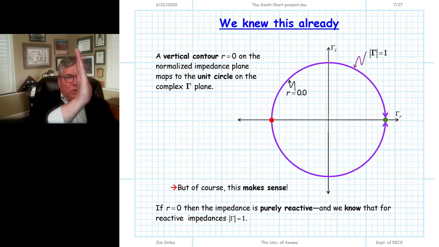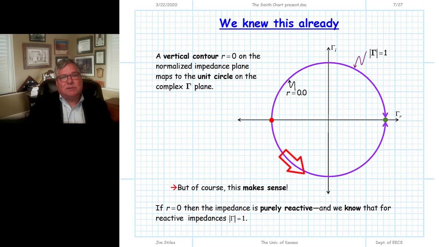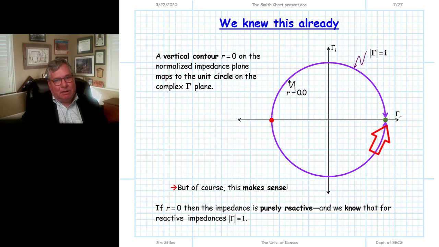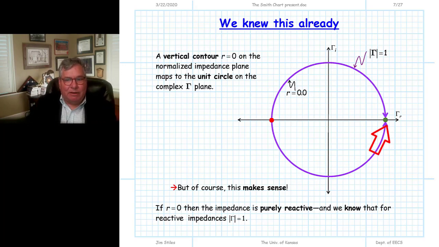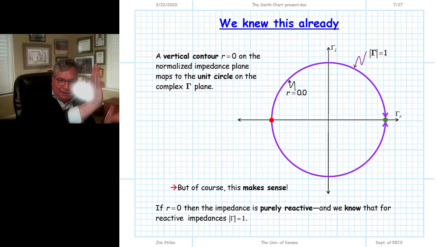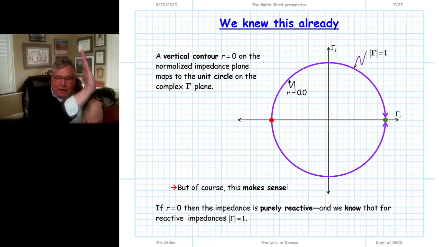Likewise, as we move downward on the vertical contour on the normalized impedance plane to a point which is equal to -j infinity, that impedance then becomes an open circuit, one whose magnitude is approaching infinity, and that point likewise must map onto the open circuit point on the complex gamma plane, the value where gamma is equal to +1.